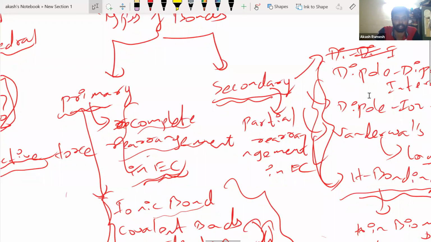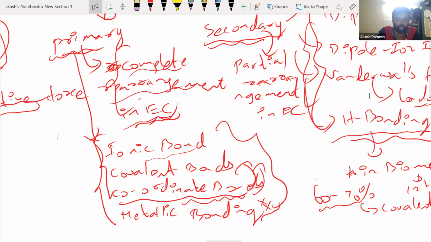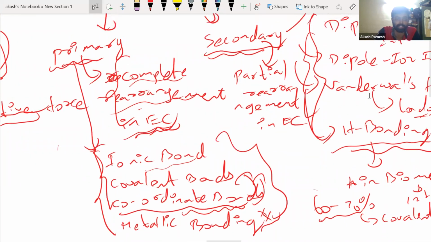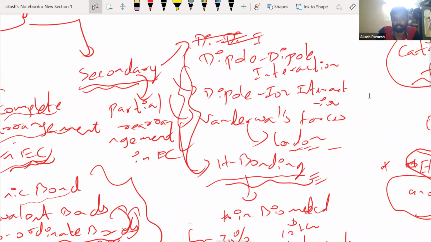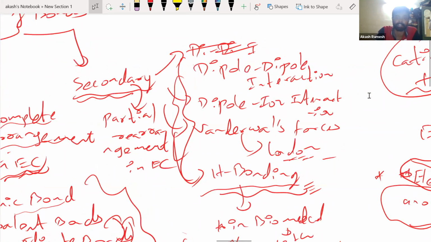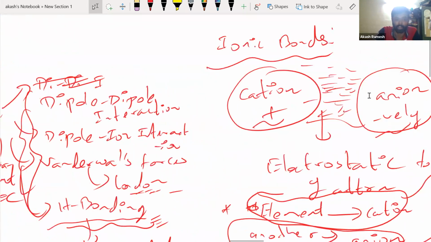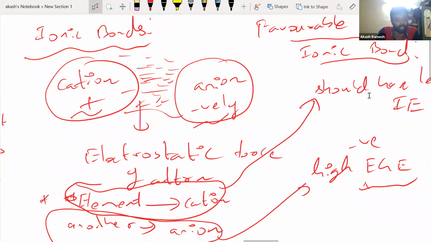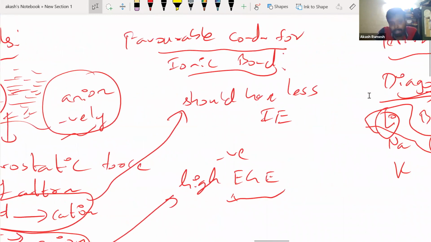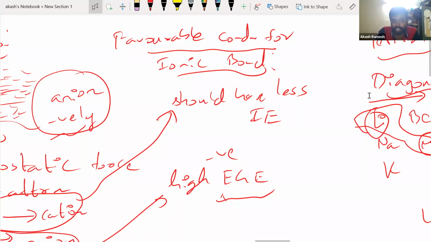And we saw the different types of primary and secondary bonds. Ionic bonds, covalent bonds, coordinate bonds, metallic bonds, all these come under primary. In secondary, I have dipole-dipole interactions, dipole-ion interactions, van der Waals forces, hydrogen bonding. Then we went on to see what is an ionic bond. We already know there is a cation and an anion, obviously a positive charge and a negative charge, a huge, strong force of attraction. And what are the favorable conditions for an ionic bond to be formed? The element forming the cation should have low ionization energy, and the element forming the anion should have a high negative value of electron gain enthalpy.